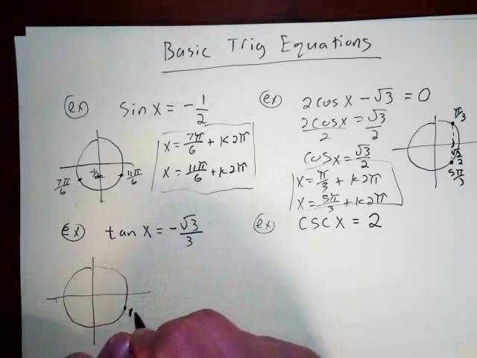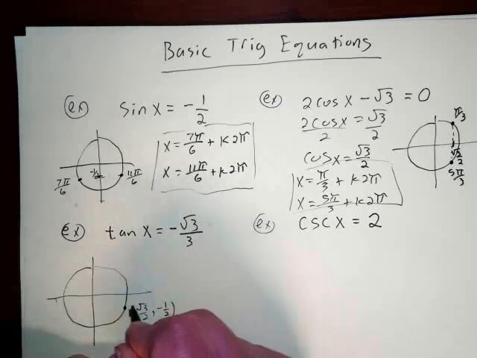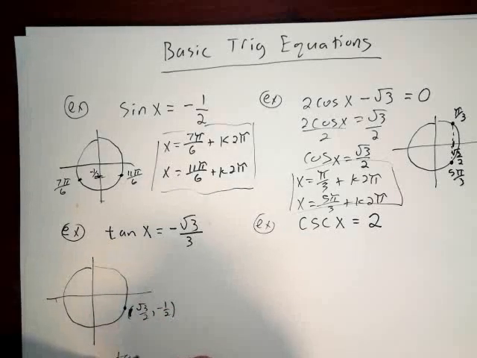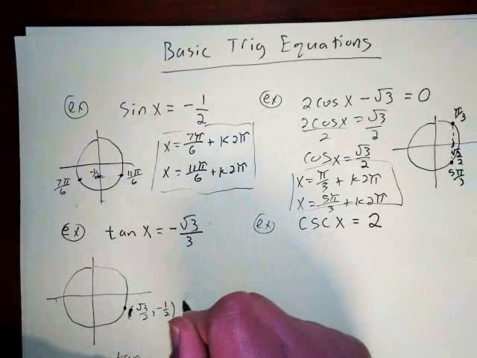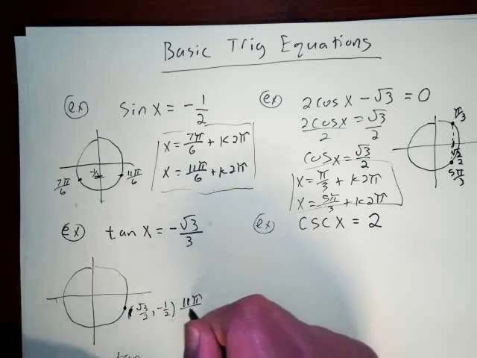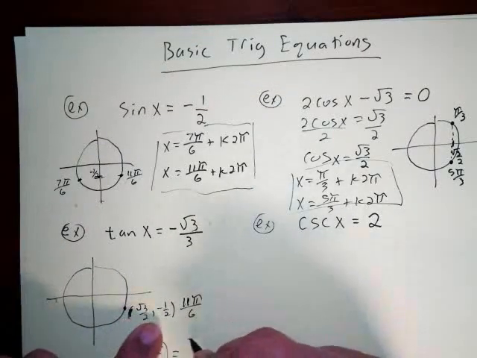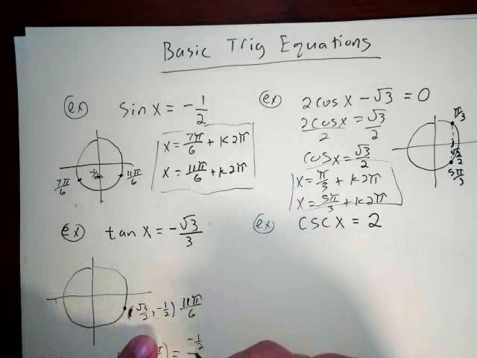So if I use this one, which is where I have square root of 3 over 2, negative 1/2, I can show you that this point here is actually 11 pi over 6. So the tangent of 11 pi over 6 is equal to the y, negative 1/2, over the x, square root of 3 over 2.